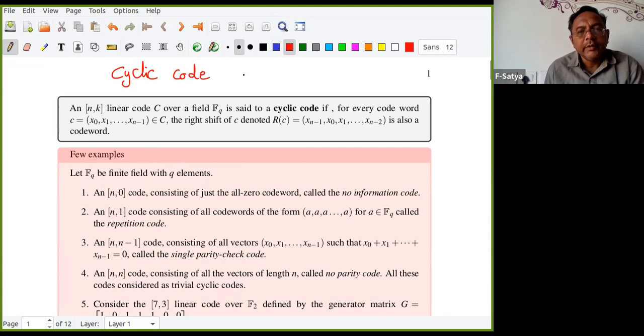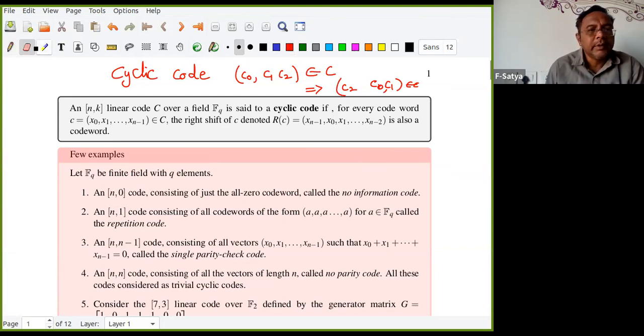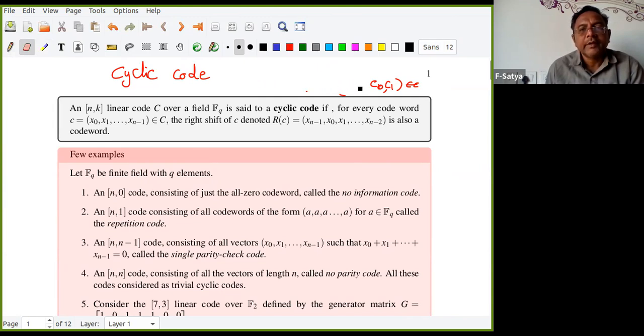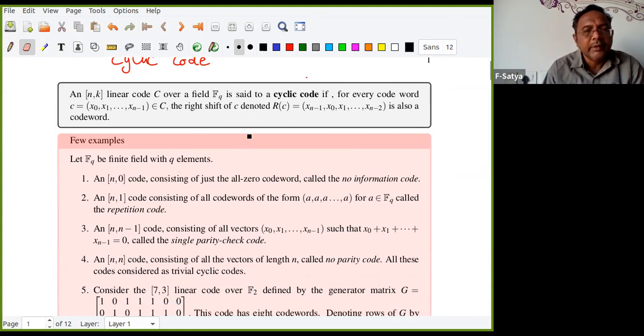So cyclic code means if my (c0, c1, c2) is there, with n equal to 3 here, this implies (c2, c0, c1) also needs to be there, and another shift, all shifts will be there. Right? So this is what is called a cyclic code. It is a linear code plus this extra condition. So that much only. Let us see some examples.